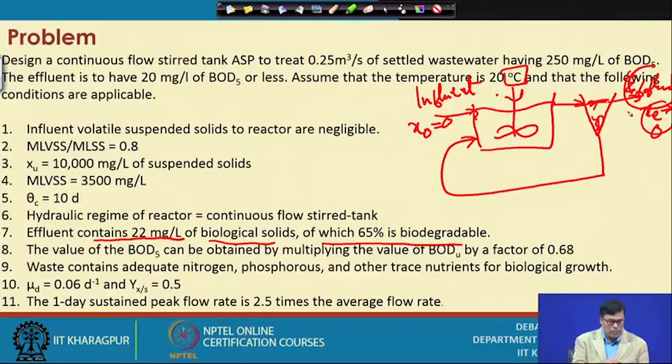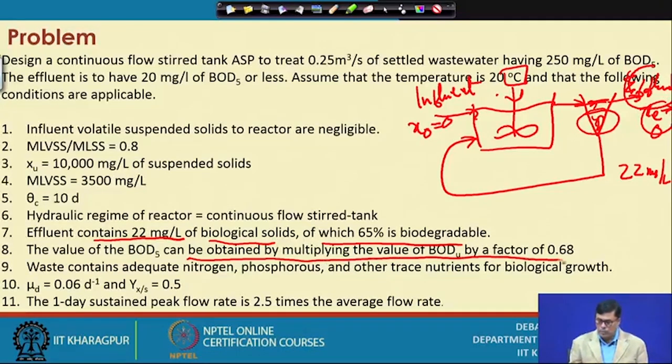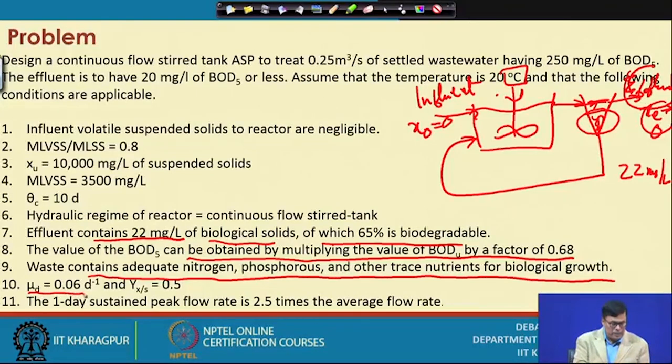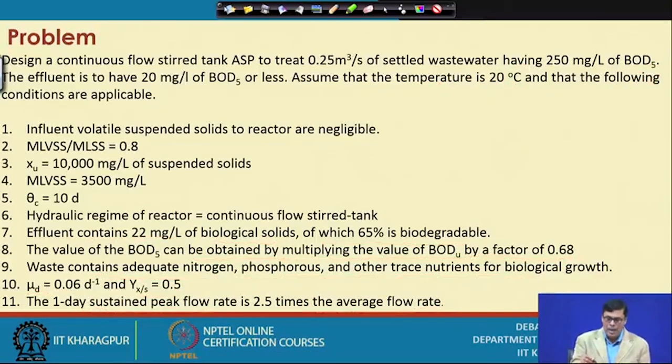But here the problem says that the effluent contains 22 milligram per liter of suspended biological solid. That means, due to the inefficiency of the separator, some solid cell mass may overflow and come with the effluent. Of this 65% is biodegradable, and the value of BOD5 can be obtained by multiplying BODU by 0.68. The waste contains adequate nitrogen, phosphorus and other trace nutrients for biological growth, and the specific death rate of the cell is 0.06 day inverse and the yield coefficient is 0.5. One day sustained peak flow is 2.5 times the average flow rate. This is the problem that we have now.